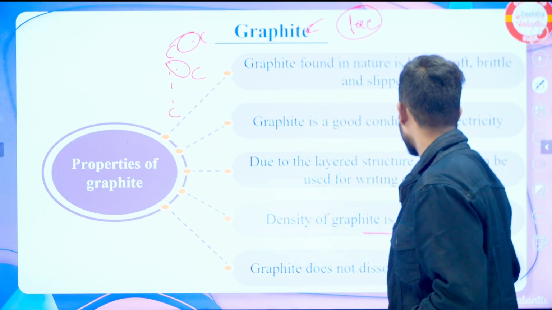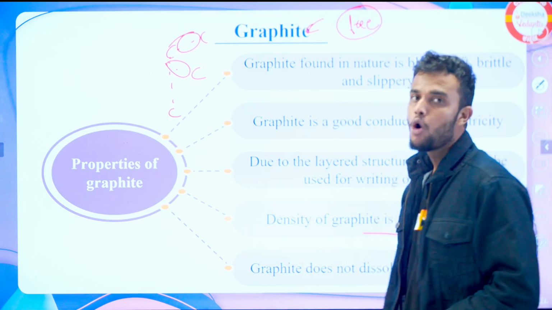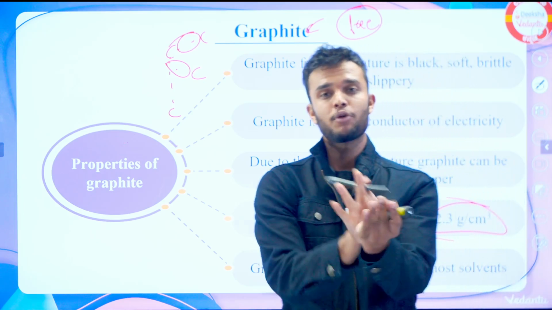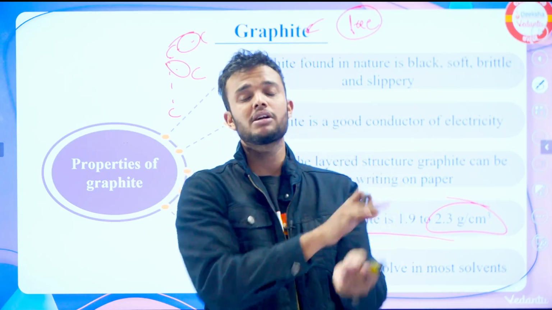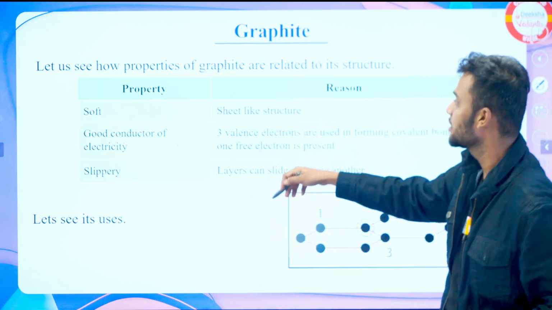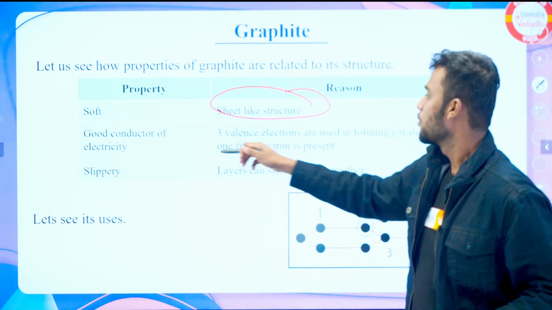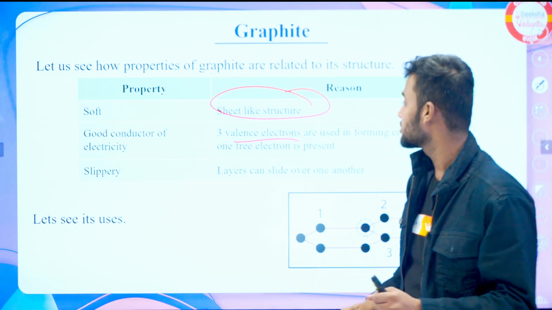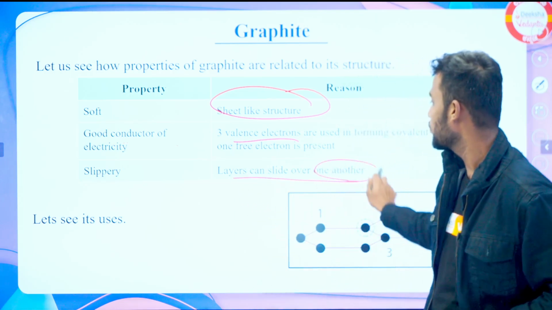And also the density of graphite is too low compared to diamond. Okay, and also it is slippery. Why? One layer is placed on another layer, right? That's why it's slippery. Next, move on to the properties. This is the reason why it is soft: because of the sheet-like structure. It is a good conductor because one valence electron is free. Slippery layers can slide over one another.